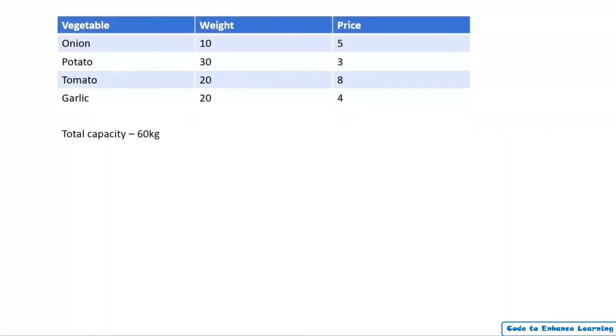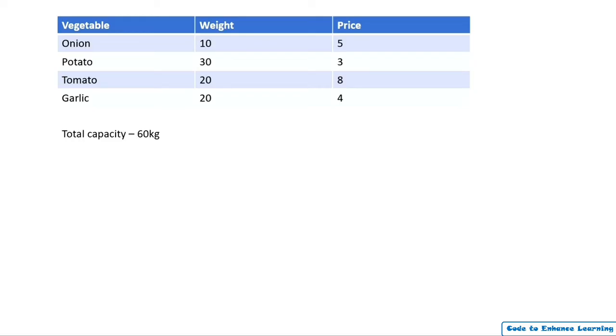For the purpose of explanation, I am taking a simple example. In real life, there might be hundreds of items. I have vegetables such as onion, potato, tomato, and garlic, as we can see in the table. Let the total carrying capacity be 60 kg. I have listed the prices of each vegetable as well. Remember that I have to take a complete package of a vegetable if I choose it. I cannot take 5 kg of onion.